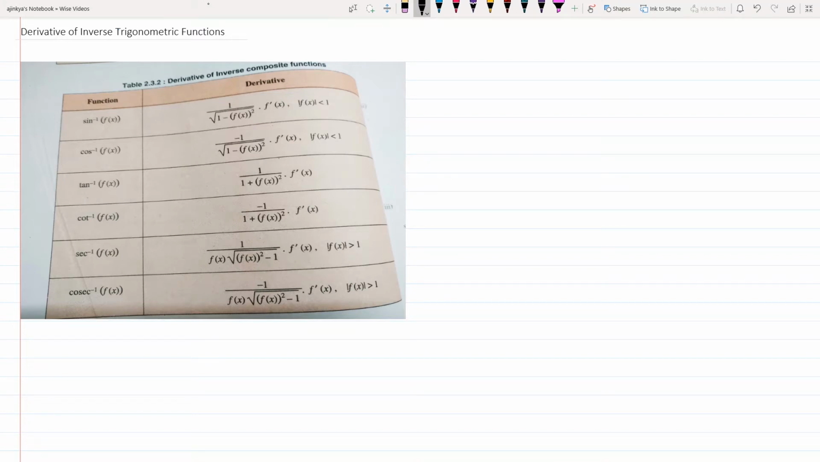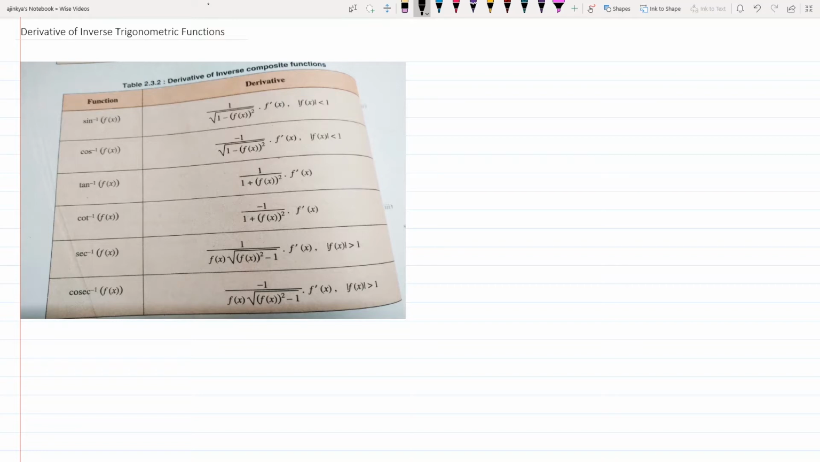In this video we are going to see what is the derivative of different inverse trigonometric functions. What do I mean by inverse trigonometric functions? There are basically 6 inverse trigonometric functions, namely sine inverse of x, cos inverse of x and so on, tan, cot, cosec and sec.